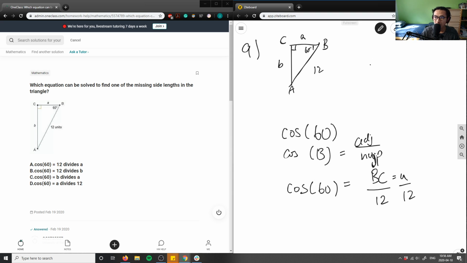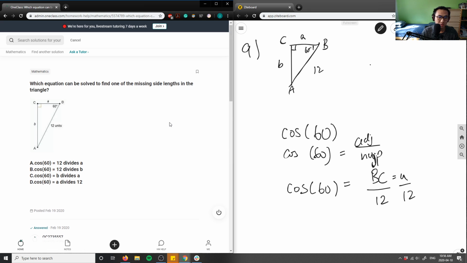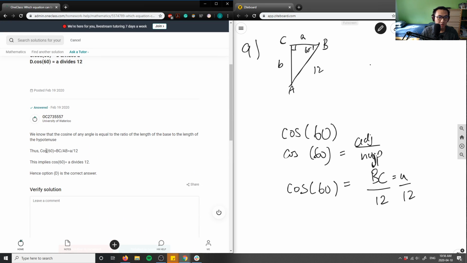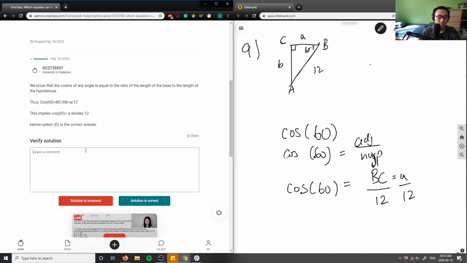Cos 60 here. I'm going to say this is 60 as well, just to avoid confusion. So a over 12 is my correct answer, which is D. Hence D is the correct answer, which is good. Cos 60 equals BC over AB, which is a over 12. Cos 60 implies that a divided by 12. Good. Perfect solution and analysis.